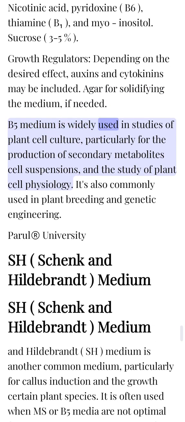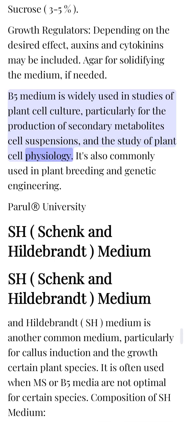B5 medium is widely used in studies of plant cell culture, particularly for the production of secondary metabolites, cell suspensions, and the study of plant cell physiology. It's also commonly used in plant breeding and genetic engineering.